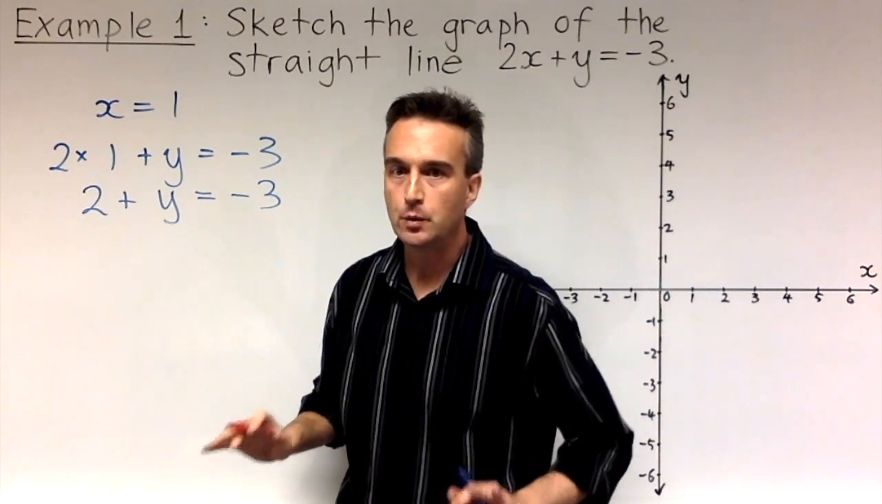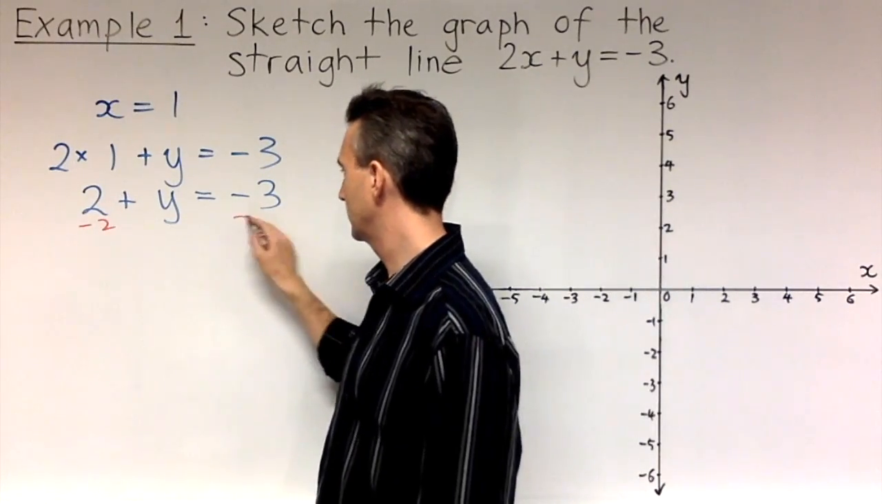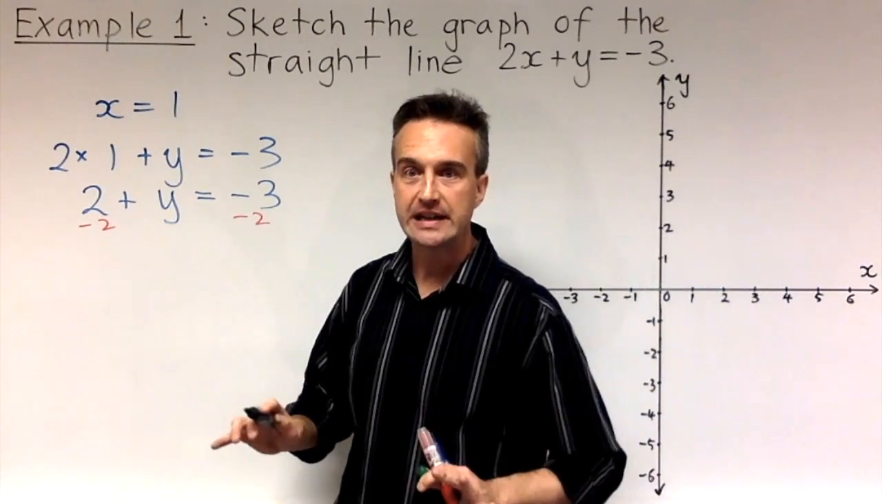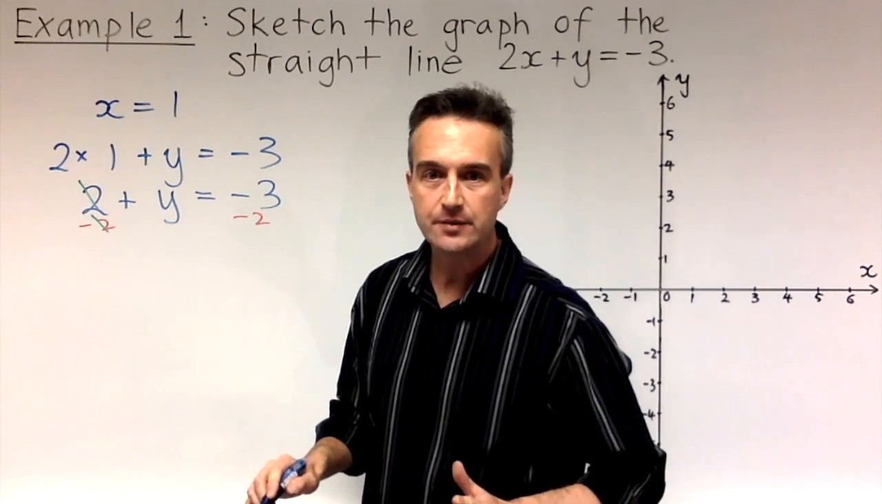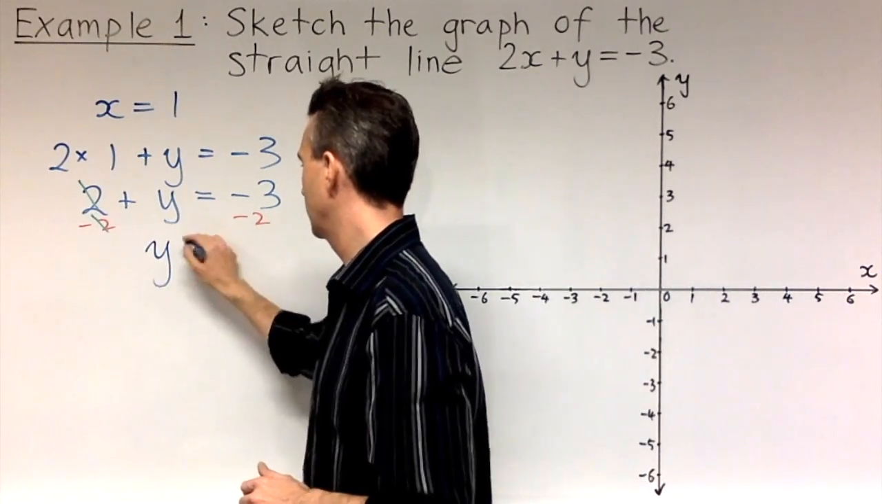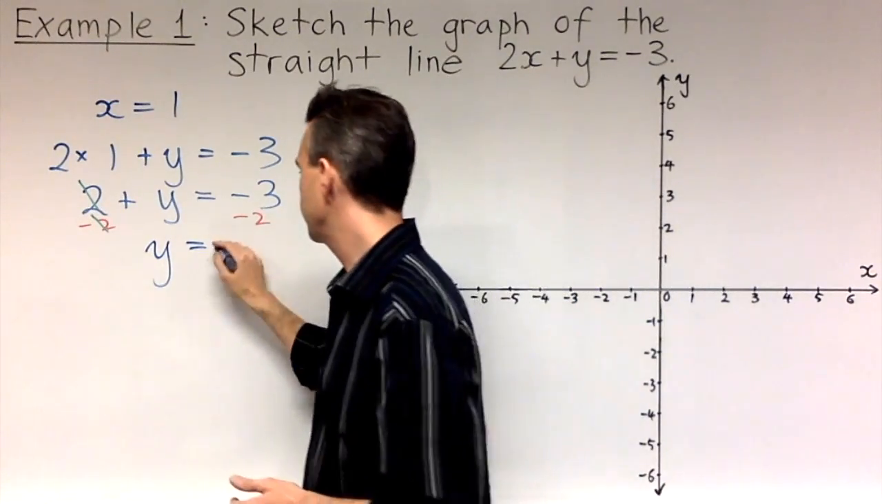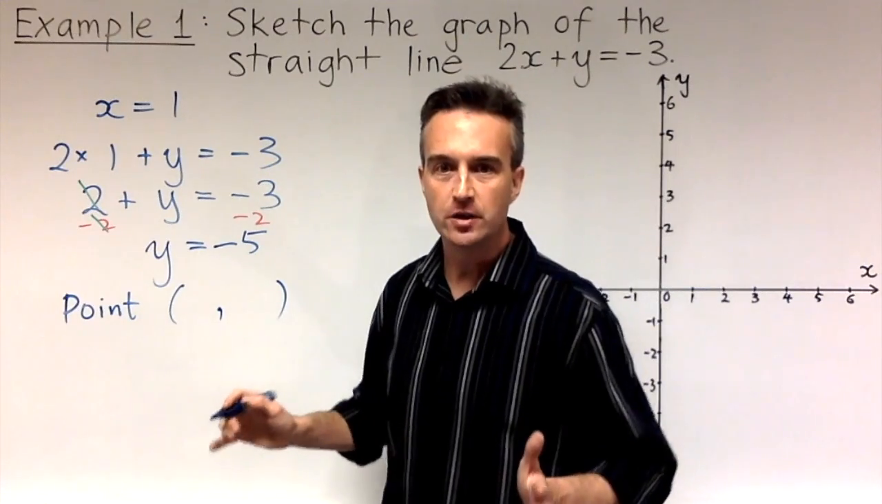To solve for y, we want to get y alone on the left-hand side. Subtract 2 from both sides. The 2 and the -2 then cancel out. And then we are left with y equals -3 minus 2, which is -5.